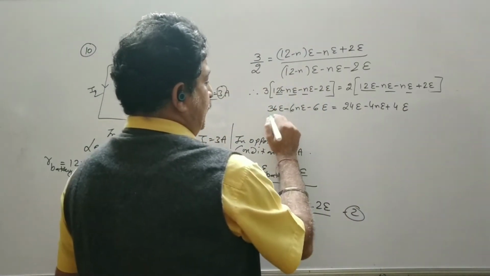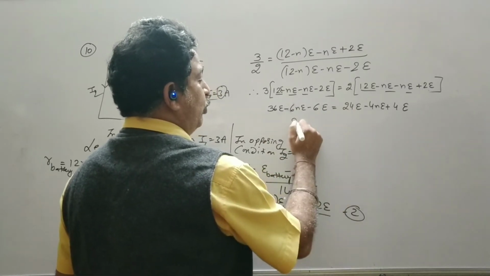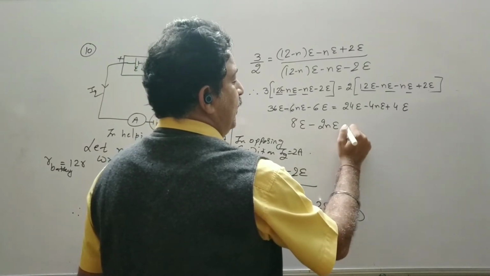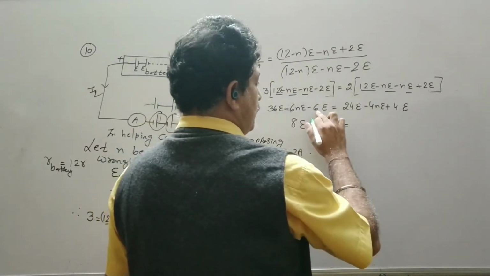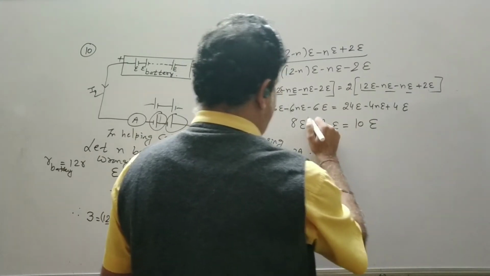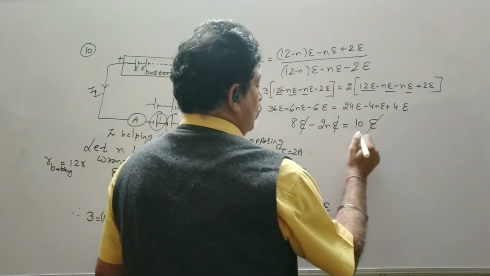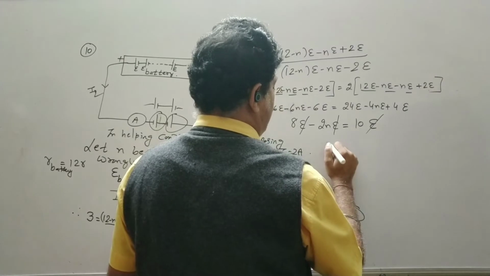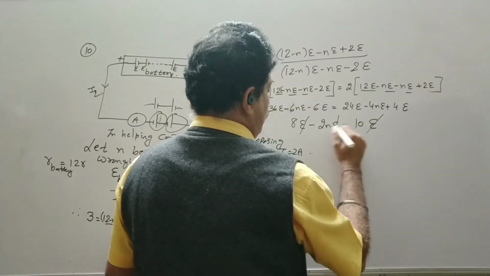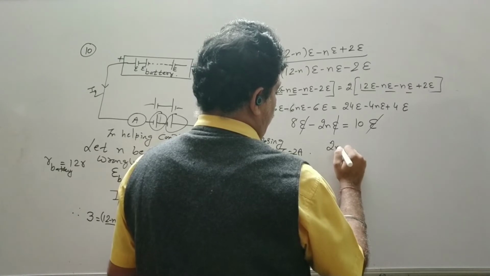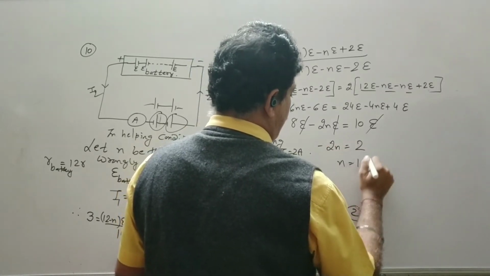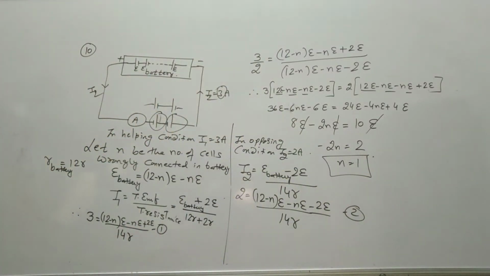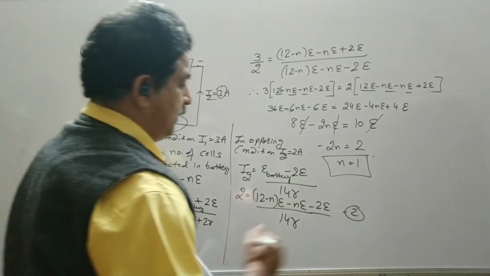Now this is 36 minus 24, 8E minus 6 plus 4 minus twice NE is equal to 10E. So E is cancelled. So we take this twice N, 2N minus 2N is equal to 2. So N comes out to be 1 here with a negative sign. See, N cannot be negative.